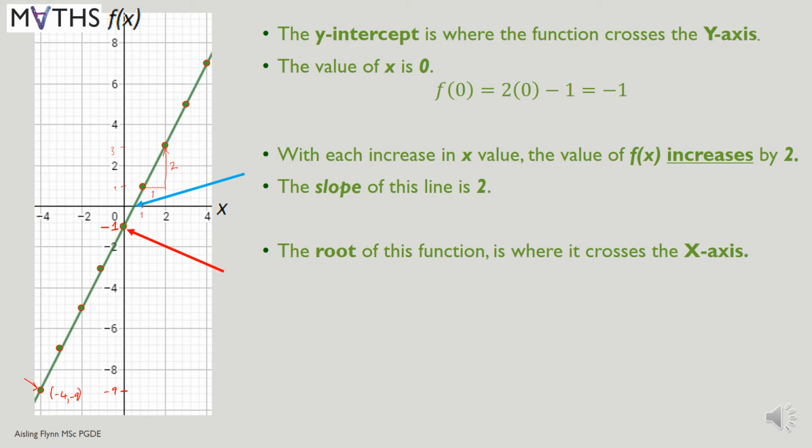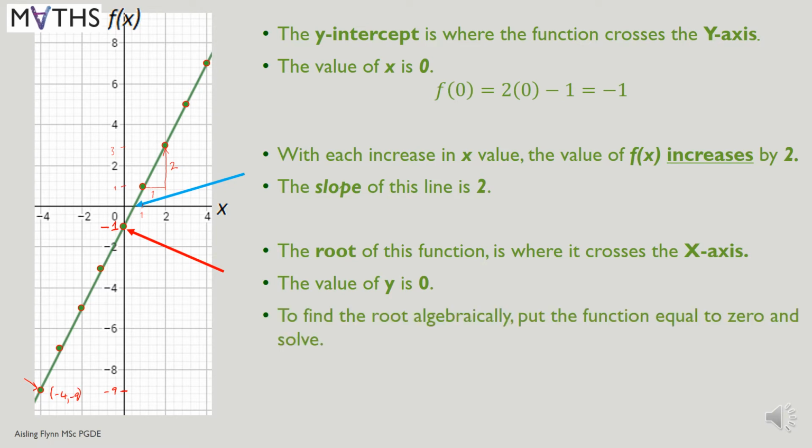Okay, we also have what's known as the root of this function. The blue arrow is pointing to that, and it is where the function crosses the x-axis, or where the function has a value of 0, or the y value is 0. To find the root algebraically, you put the function equal to 0. So you're asking, when is the function equal to 0? So when is 2x minus 1 equal to 0?